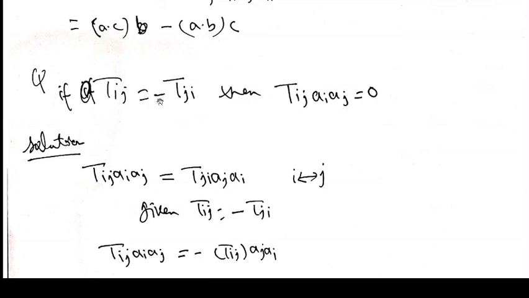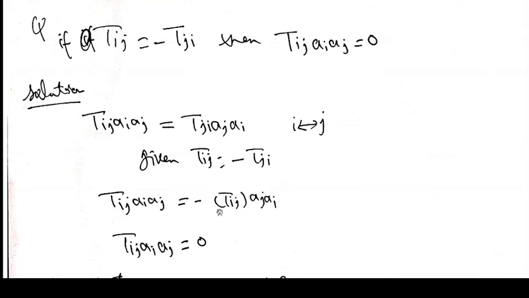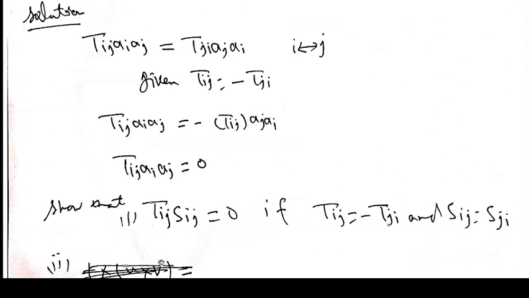So in the next question, it is given that T_ij equals minus T_ji, and we have to show that this product equals 0. So T_ij A_i A_j will be equal to this. We are interchanging the indices I and J. We can do this, interchanging J and I, but T_ji equals minus T_ij, so it would be minus T_ij A_j A_i, and this can be written as: 2 times T_ij A_i A_j equals 0, and T_ij A_i A_j equals 0.